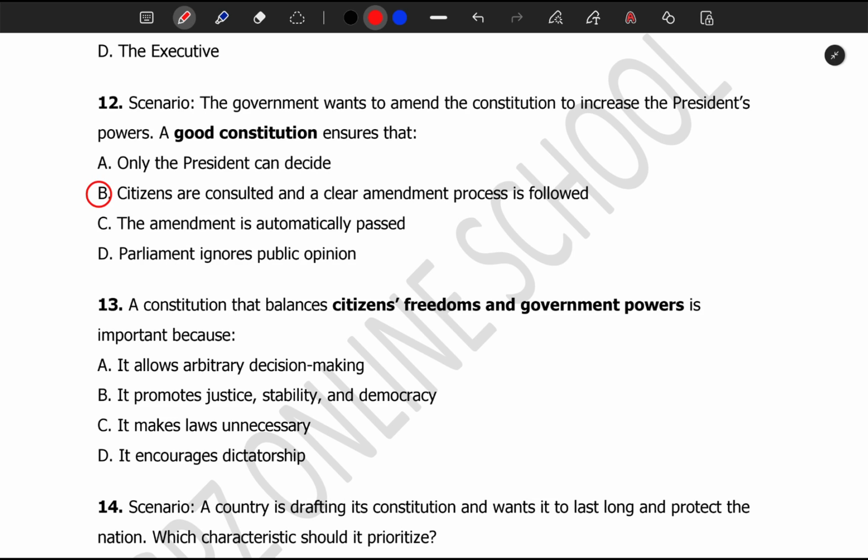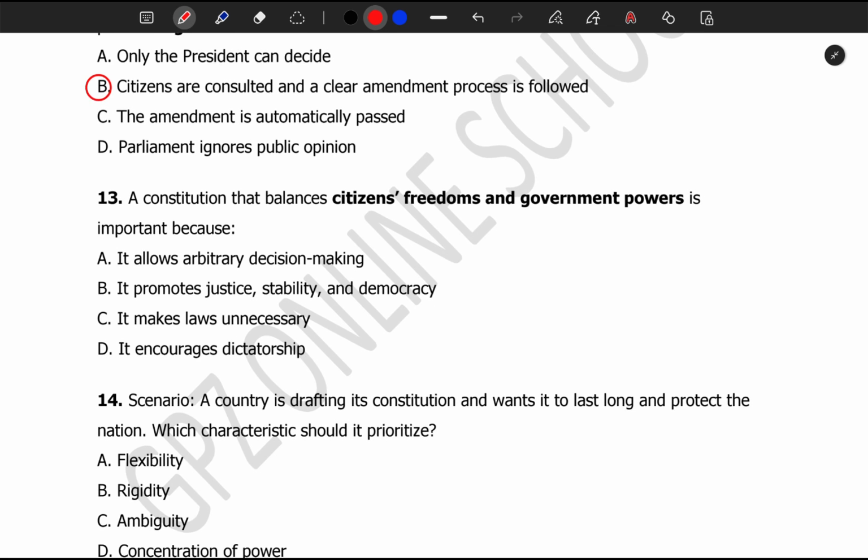We were just talking about, I don't know if it's question 10, the process of constitution making. You need to consult the citizens on what you feel must be included in that constitution. Then you amend.